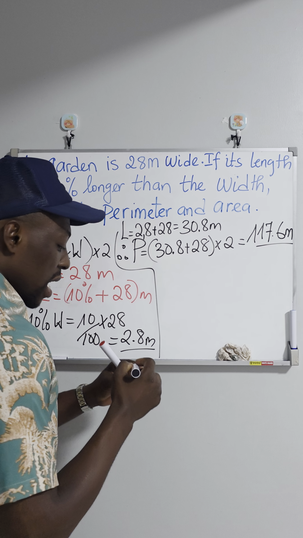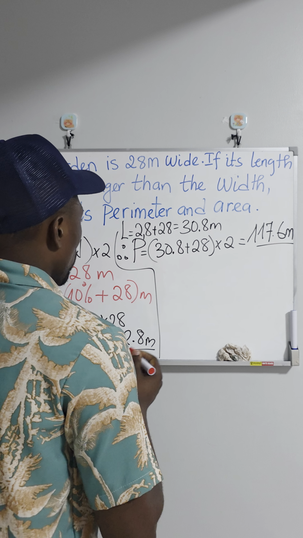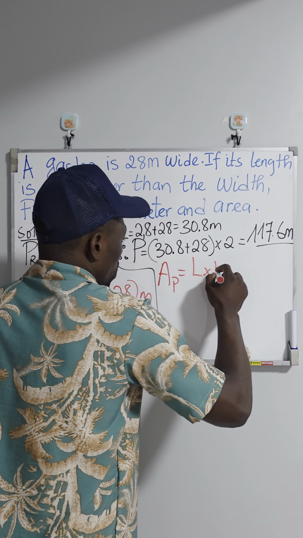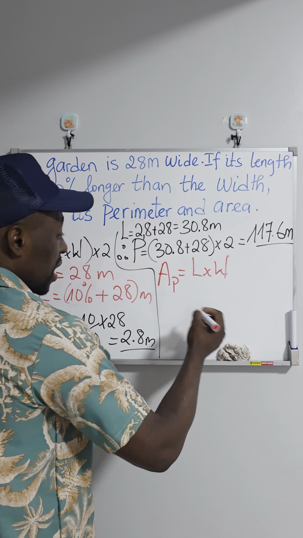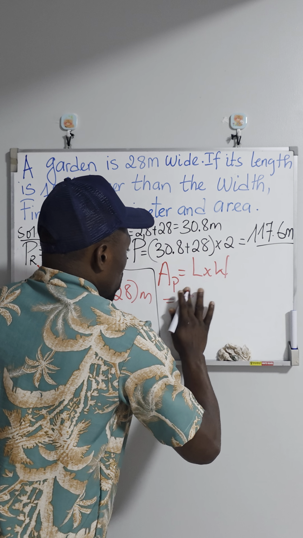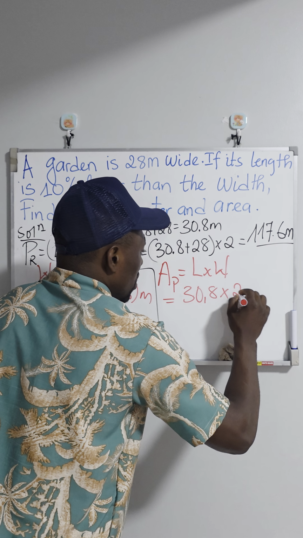The next thing now is the area. As usual, let's write the most relevant formula for area. So we will say area is given by length times width. All the elements are already present. So numerically, we will have the length, which is 30.8, times the width, which is 28.